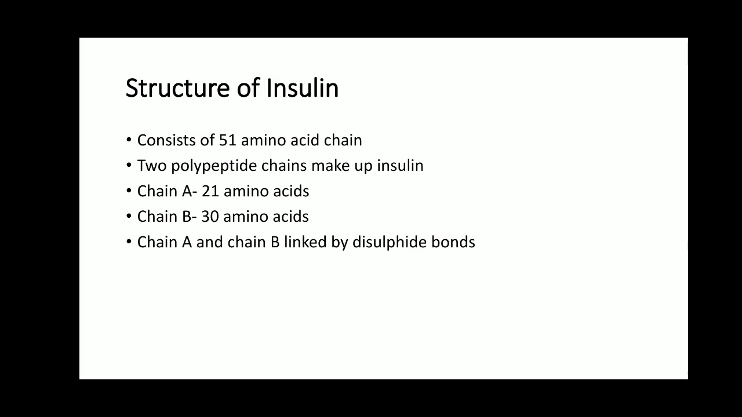In animals as well as humans, this is the structure of the active insulin. Chain A is made up of 21 amino acids and chain B is 30 amino acids. Chain A and chain B are linked by disulfide bonds, right?